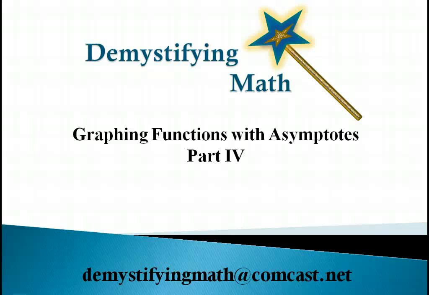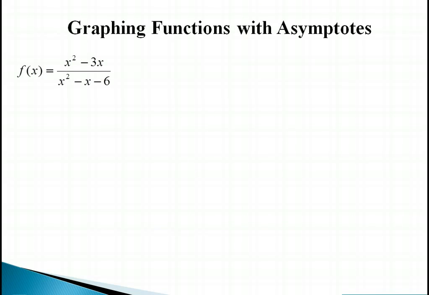Welcome to Demystifying Math. This is part 4 in a video series on graphing functions that have asymptotes. In this particular video, we're going to be graphing a function that has an asymptote and a hole in the graph. Let's look at the function f of x equals x squared minus 3x all over x squared minus x minus 6.